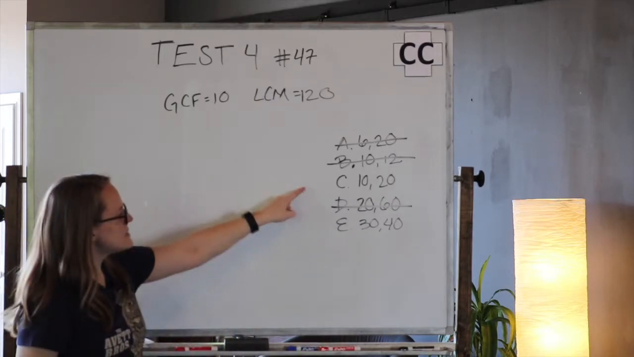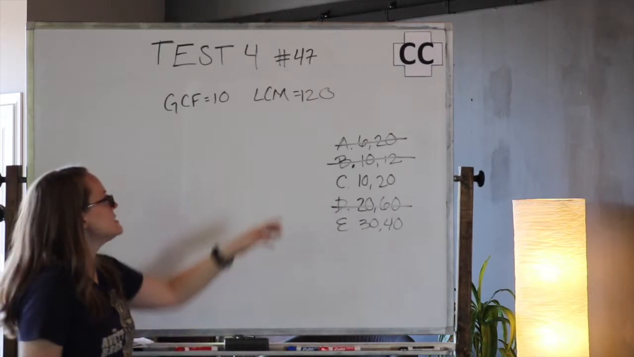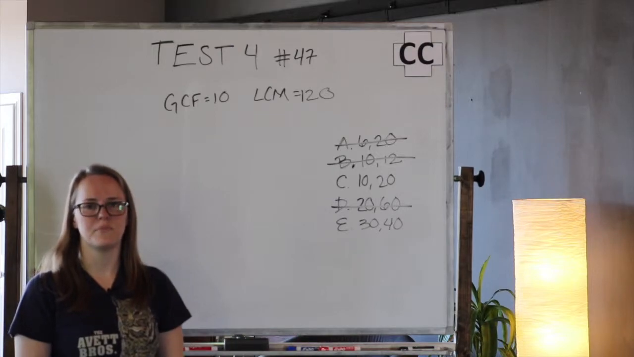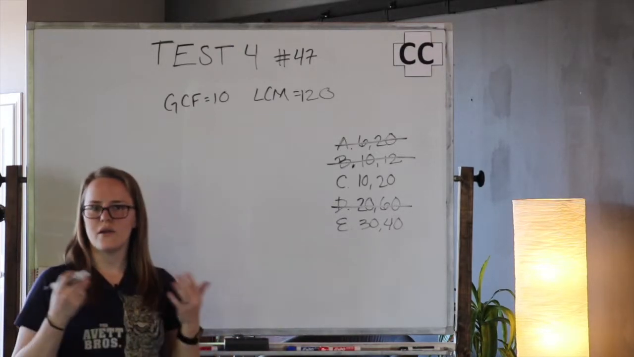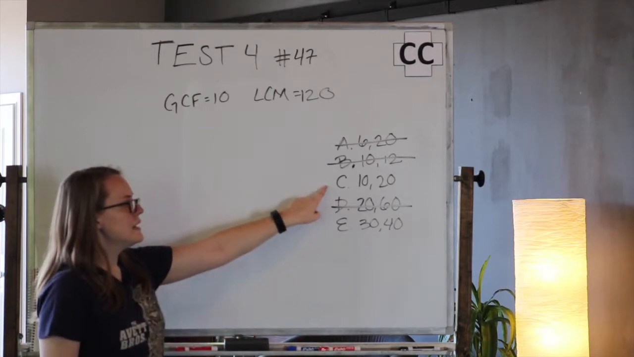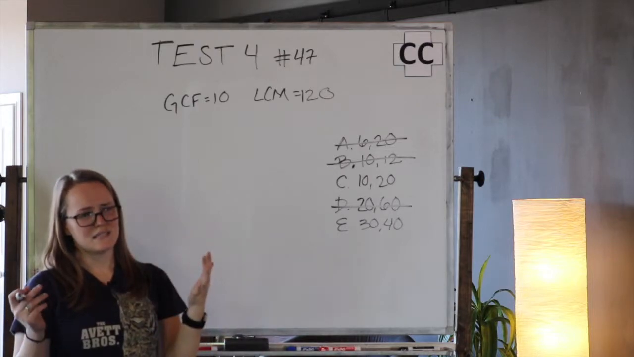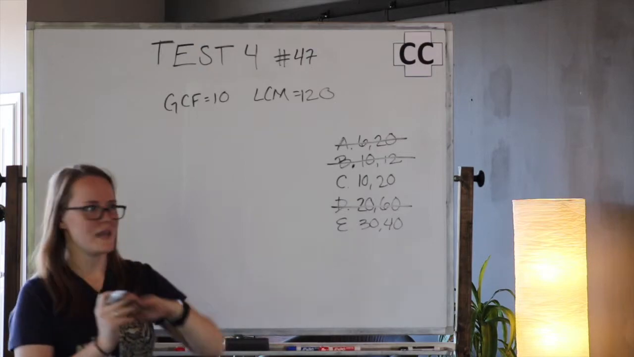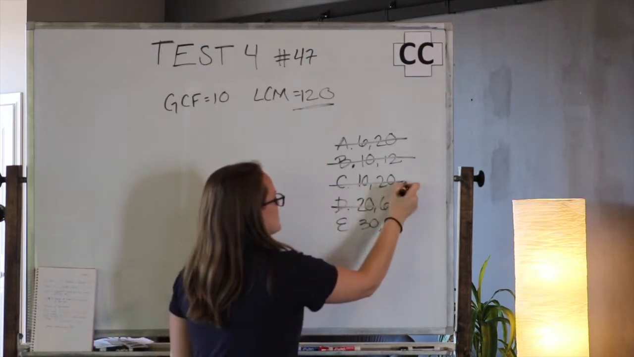Now, we've got C and E remaining, and they both match the greatest common factor test, so we need to see which one has 120 for the lowest common multiple. The way we do this is simply by multiplying the two numbers together and seeing what we get. So 10 times 20 is 200, so that doesn't work, but also 10 can be multiplied into 20, and so can 20. So that does not pass this lowest common multiple test for 120.